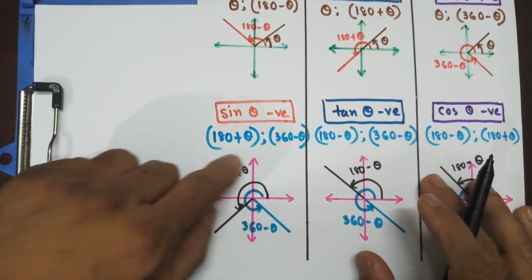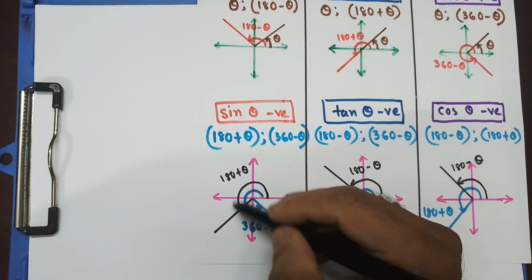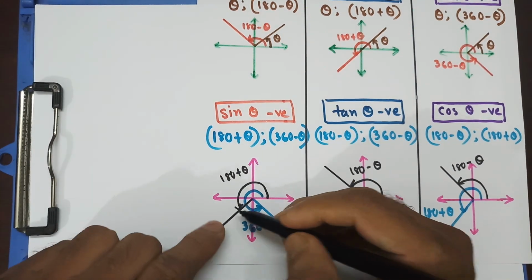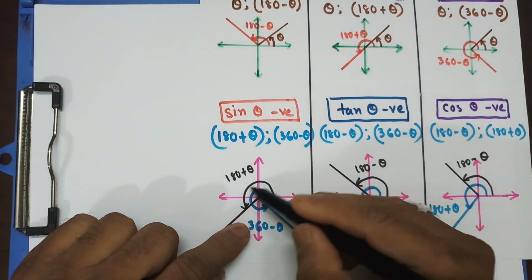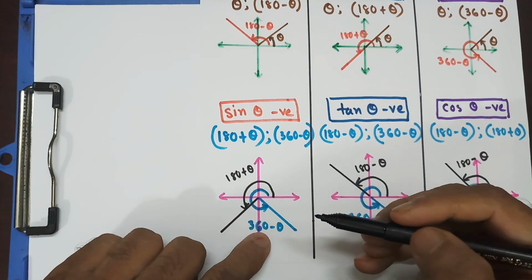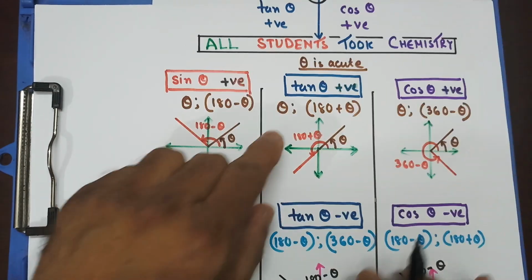This black ink I have used is 180 plus theta, that gives me an angle in the third quadrant, and this bluish color is 360 minus theta. That gives me an angle in the fourth quadrant.